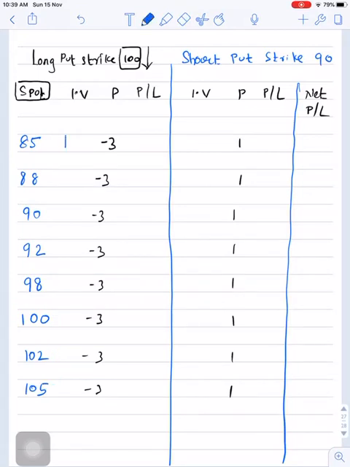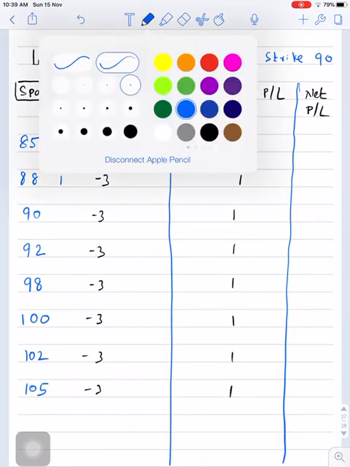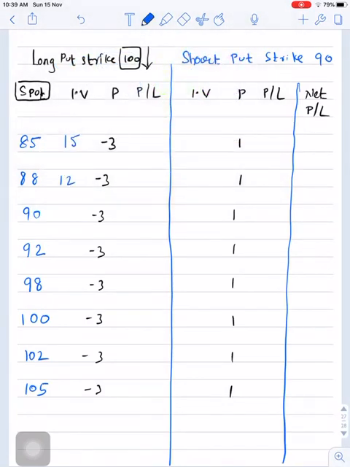So at 85, option is in the money by 15 rupees. At 88, option is in the money by 12 rupees. At 90, option is in the money by 10. At 92, option is in the money by 8 points. Here it is 2 points. This is at the money, out of the money. So intrinsic value will be 0.